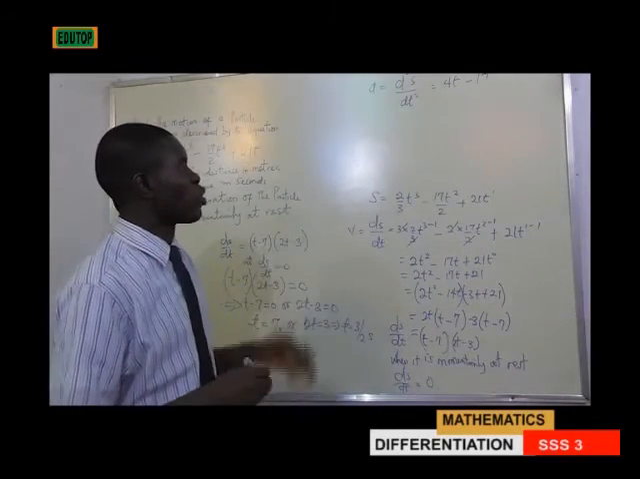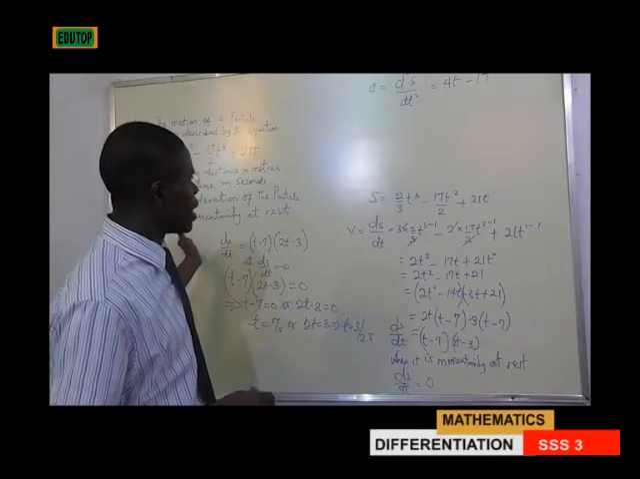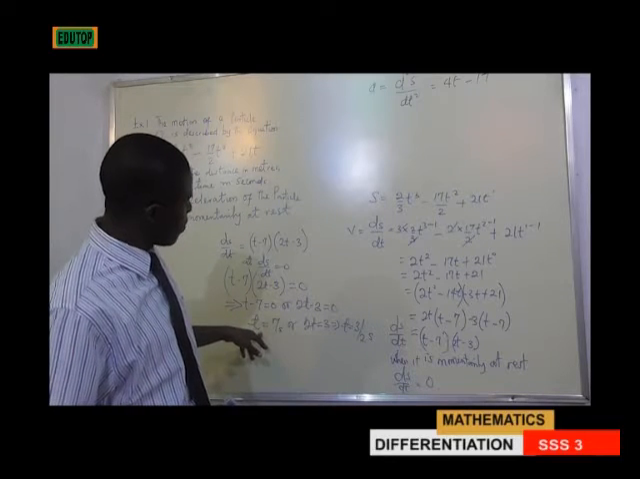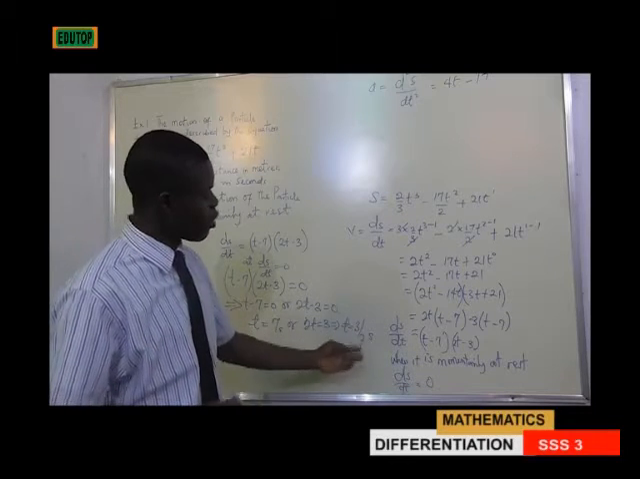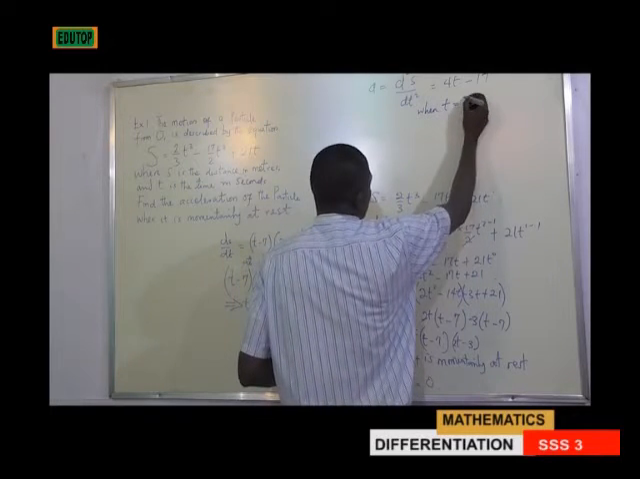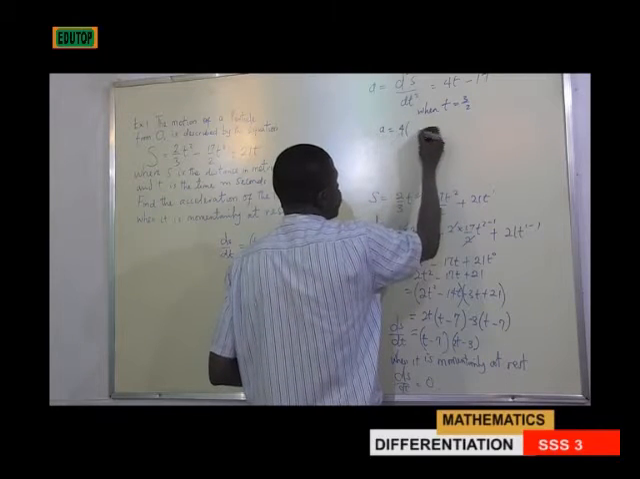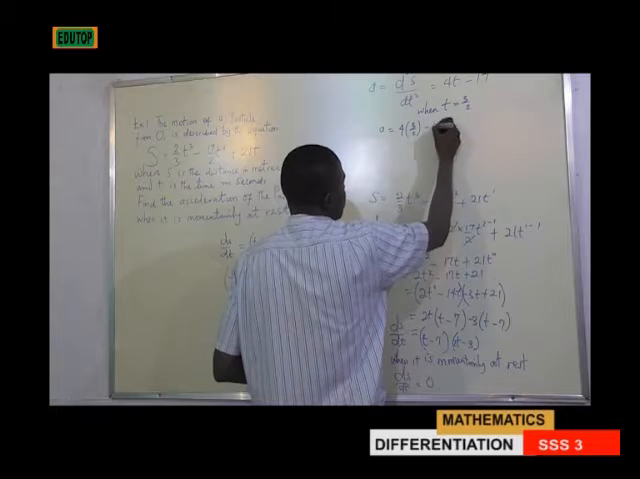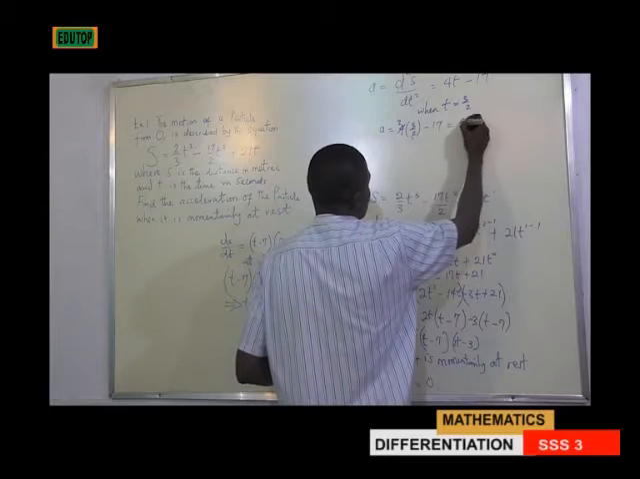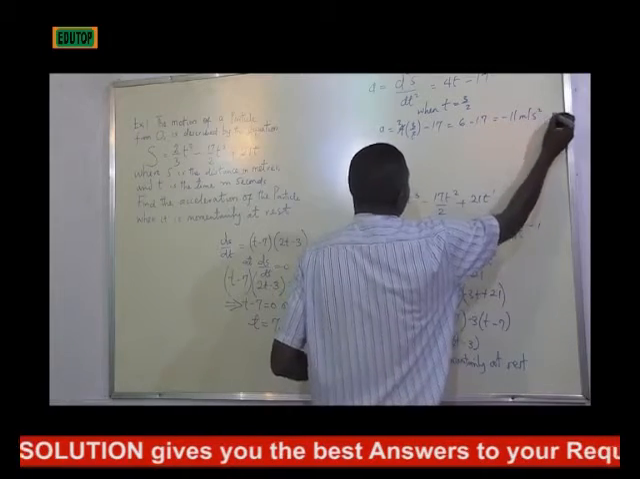At this point, the question asks us to determine our acceleration when it is momentarily at rest. Our respective times are 7 seconds and 3/2 seconds. So let's test for when t is equal to 3/2. Then a equals 4 times 3/2 minus 17. That will be 2 times 3, that's 6, minus 17, and that will give us minus 11 meters per second squared.